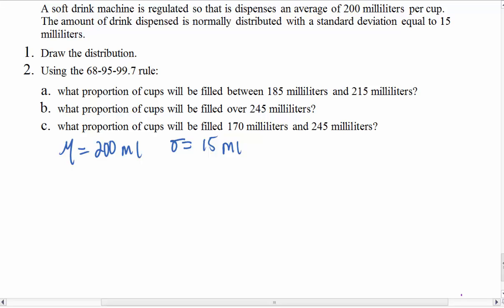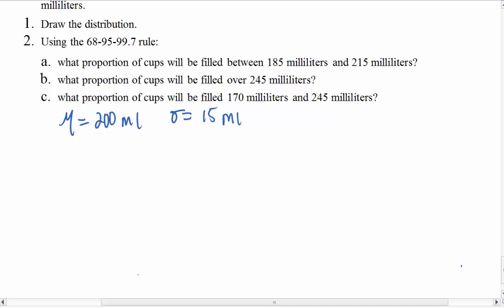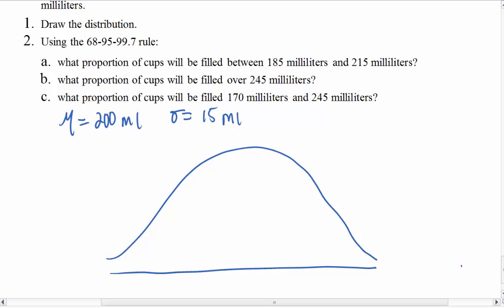So let's draw the distribution. We'll start with our bell-shaped curve. In the center, we'll add in our mean of 200, and then we'll add in our standard deviations. One standard deviation up from the mean will be 215, two standard deviations will be 230, three standard deviations will be 245, one standard deviation down will be 185, two standard deviations down 170, and three standard deviations down will be 155.